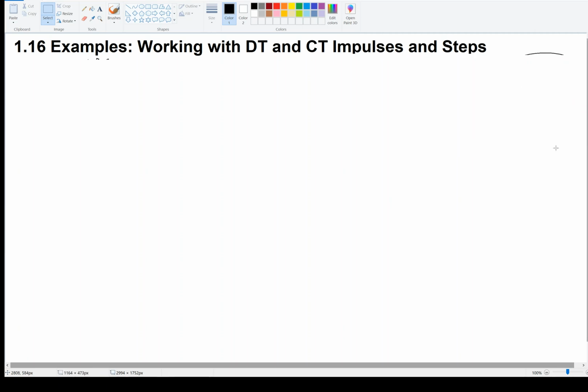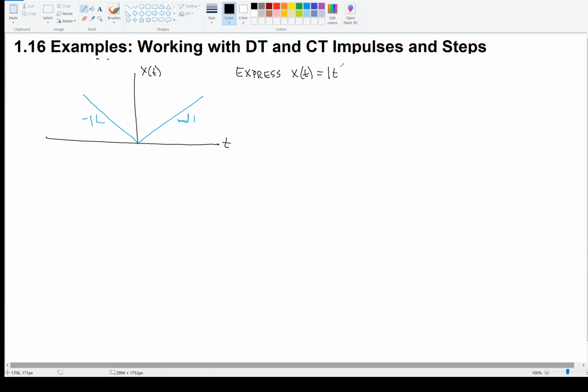Now, let's look at how to use the unit step. Or let's investigate that. Let's say we had a function or a signal that looks like this, with a slope of 1 over here and a slope of -1 over here. And this was our signal x of t. Okay, and the question is, express x of t, and of course this signal is the absolute value of t, in terms of the unit step.